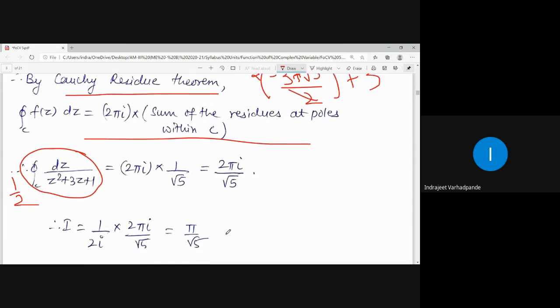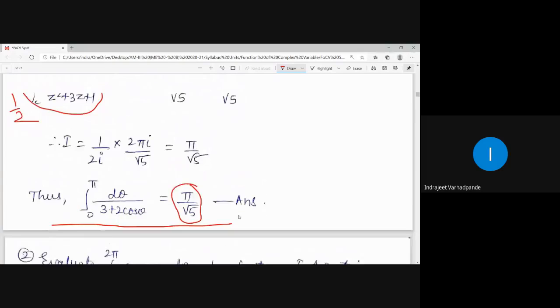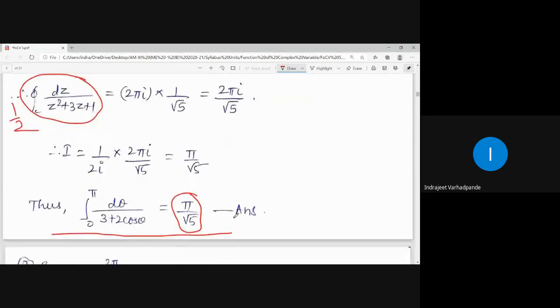It is done. Okay. So this is your original question. Why did 1 by 2 come? Because we changed the limits to 0 to 2π. Because the original question contained 0 to π, and for a unit circle, the limit should be 0 to 2π. So the final answer is π upon √5. Clear? Everything is okay?